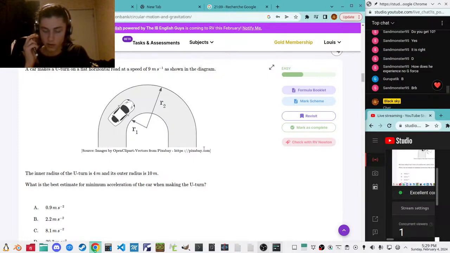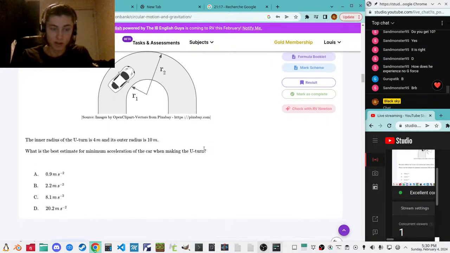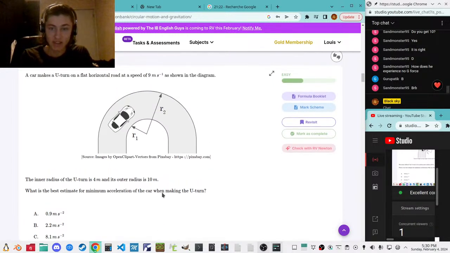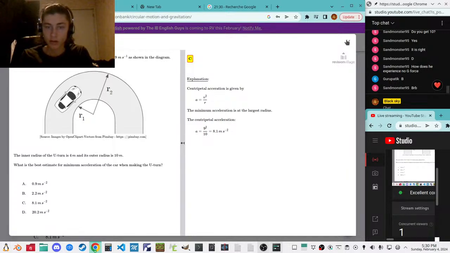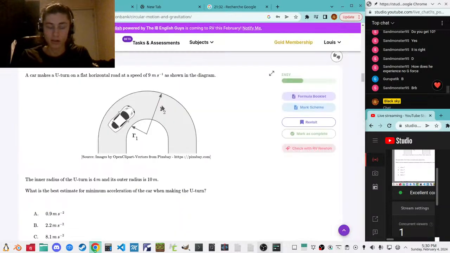9 squared is 81 divided by 9. It's 9. So technically 9. But the closest you can get is this. So I'm going to go with C, though I don't agree with it. I think the largest radius. Oh, is it 10? Yeah, 10, not 9.